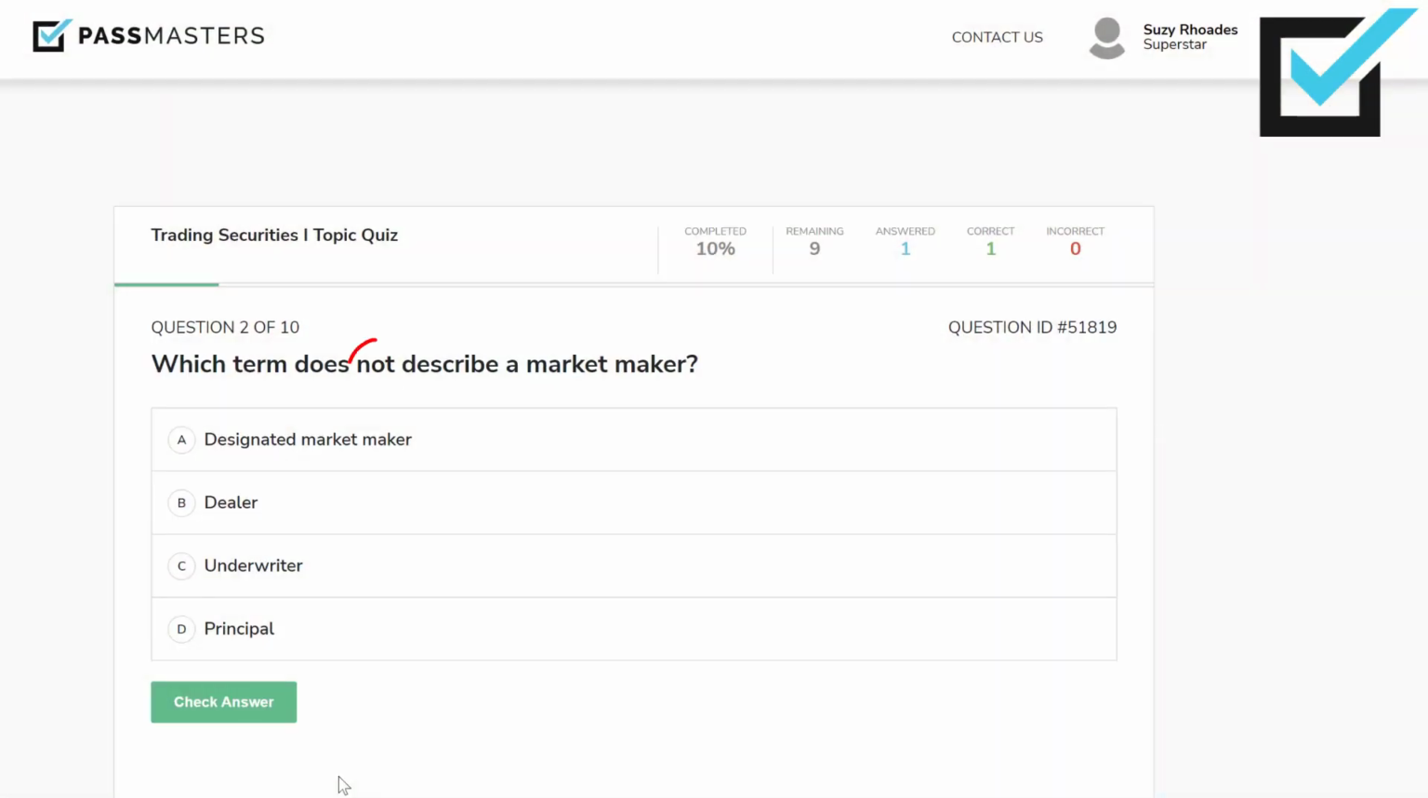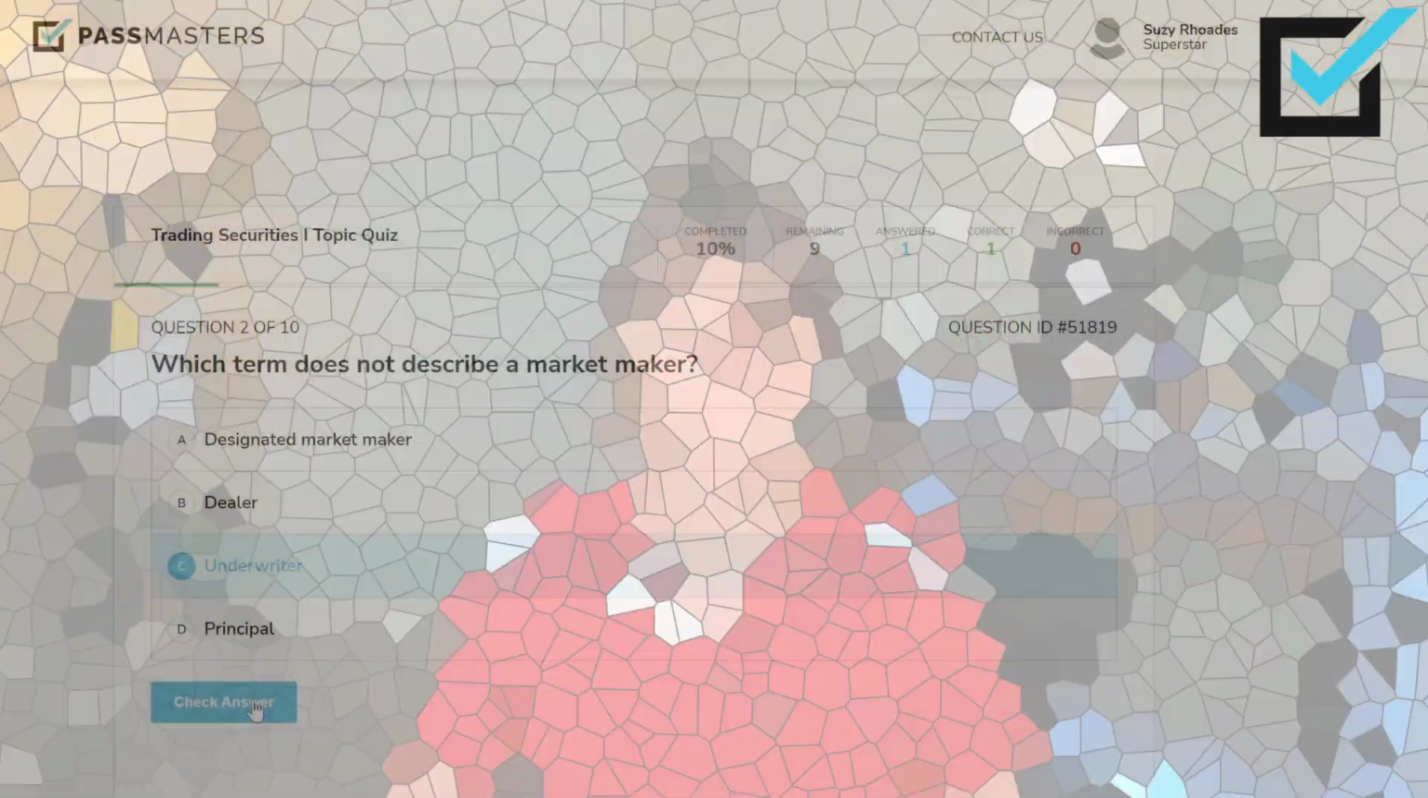Which term does not describe a market maker? Designated market maker, dealer, underwriter, or principal. The market maker is also known as the designated market maker, dealer, or principal. Not an underwriter. The underwriter is the broker-dealer firm when they're involved in taking a new issue to market in the primary market.